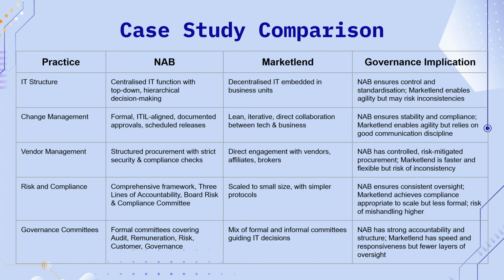Marketland's lean iterative change management, direct vendor engagement, and scaled compliance processes enable agility and innovation, but rely heavily on good communication and discipline. Governance committees at NAB are formal and cover key areas which reinforce accountability, whereas Marketland uses a mix of formal and informal committees to guide decisions, giving speed and flexibility.